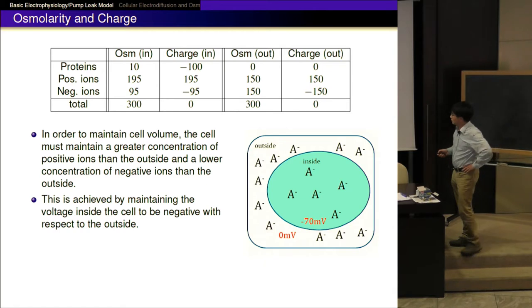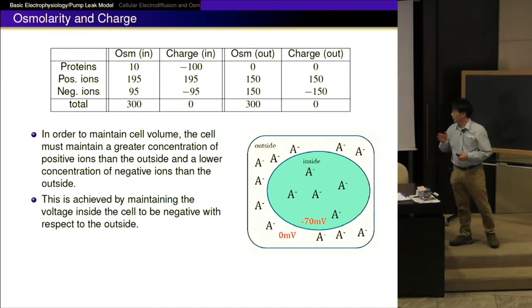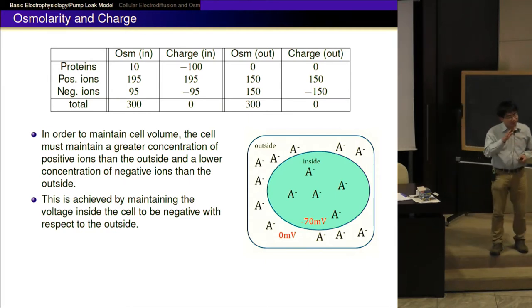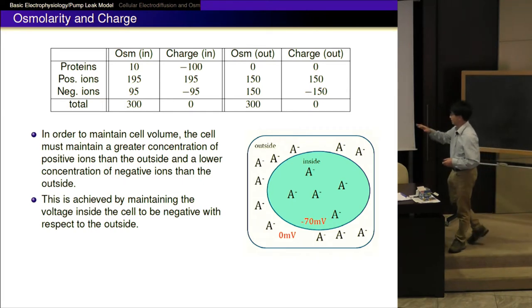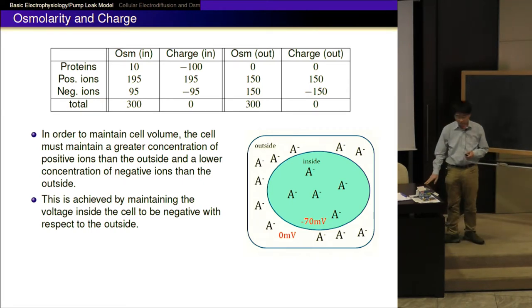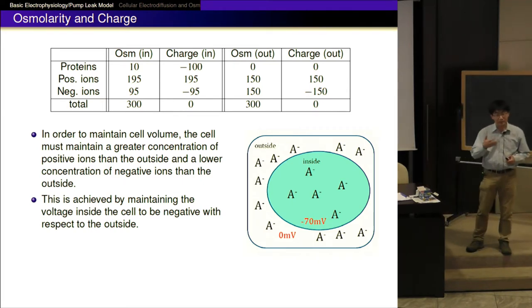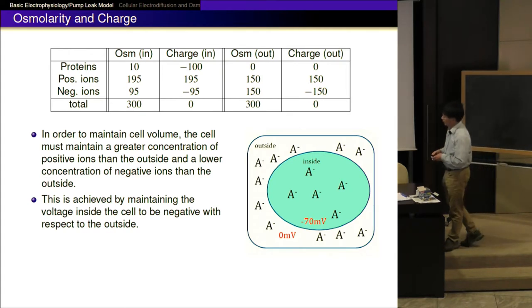What does this tell us? This tells us that in order to maintain cell volume, the cell has to maintain a greater concentration of positive ions than the outside and a lower concentration of negative ions than the outside. And this basically, in this schematic, more or less, comes from the fact that proteins are negatively charged.